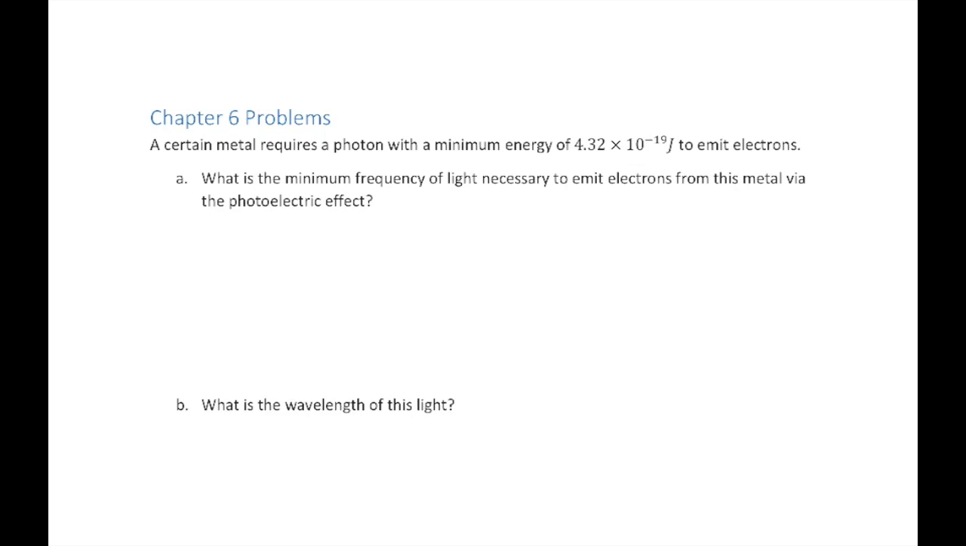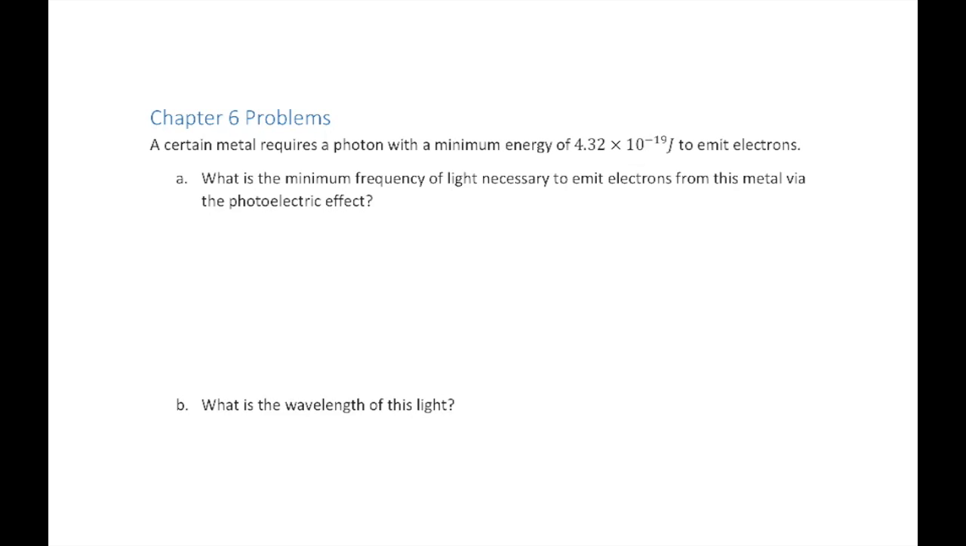So these are called photons. So this next problem deals with that photoelectric effect. So a certain metal requires a photon with a minimum energy of 4.32 times 10 to the negative 19th joules to emit electrons. So the first part is, what is the minimum frequency of light necessary to emit these electrons from this metal via the photoelectric effect?